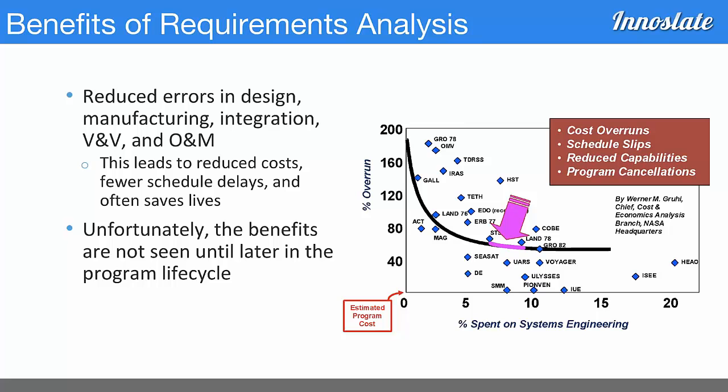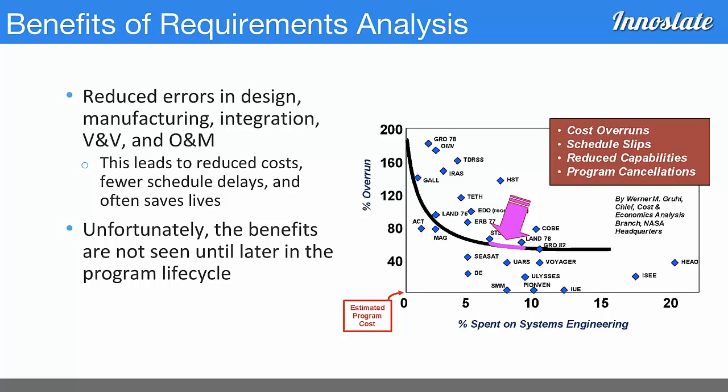One of the benefits of requirements analysis and general systems engineering is that it reduces errors in the design, manufacturing, integration, D&V, and O&M portions of the life cycle. That can lead to reduced costs, fewer schedule delays, and often even saves lives. Unfortunately, the benefits are not seen until later in the program life cycle, so people often don't spend enough money on it in the front end, and they have the failures in the back end.